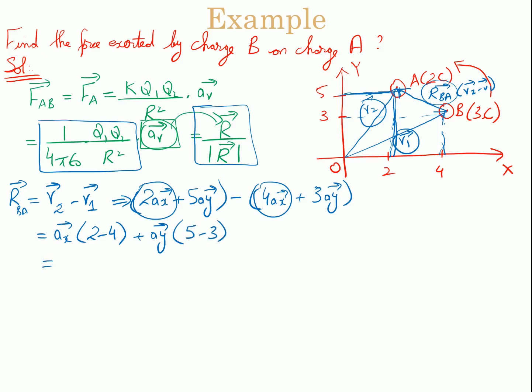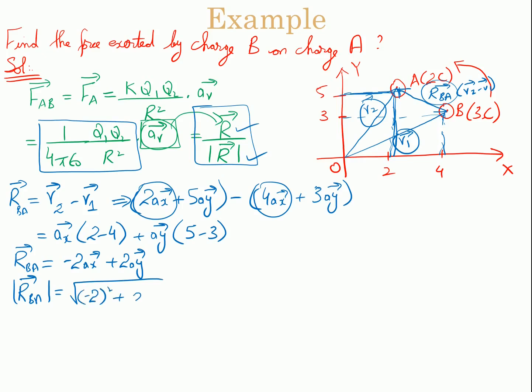So it comes out to be minus 2ax plus 2ay. So this is the distance vector RBA, which is minus 2ax plus 2ay. Then we have figured out the r vector, then we can find its absolute value. So if I take RBA and take its absolute, absolute means you just take the square of the scalar terms.